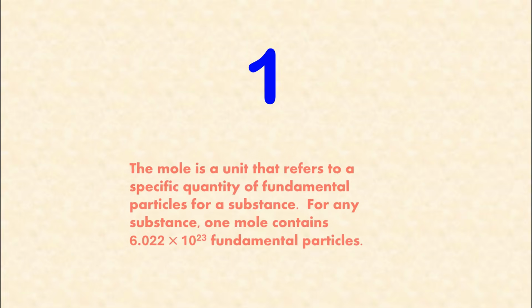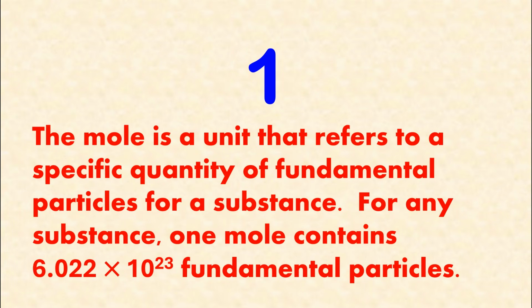Now, here are the 10 things you've got to know from Unit 1. Number 1. The mole is a unit that refers to a specific quantity of fundamental particles for a substance. For any substance, 1 mole contains 6.022 times 10 to the 23rd fundamental particles.